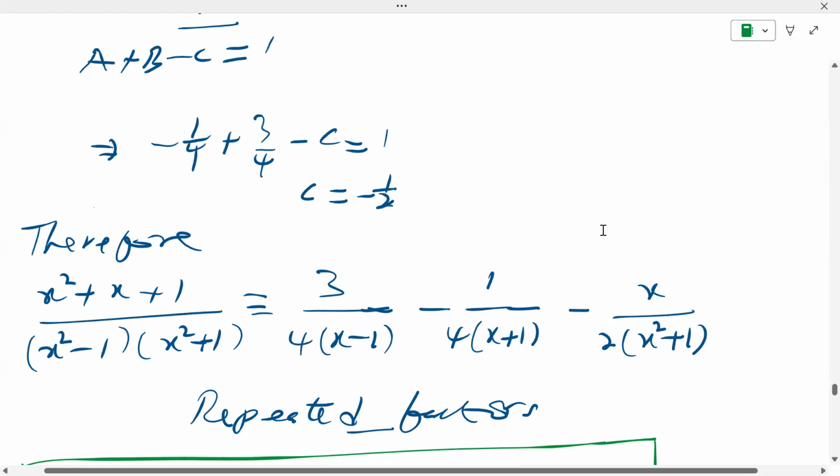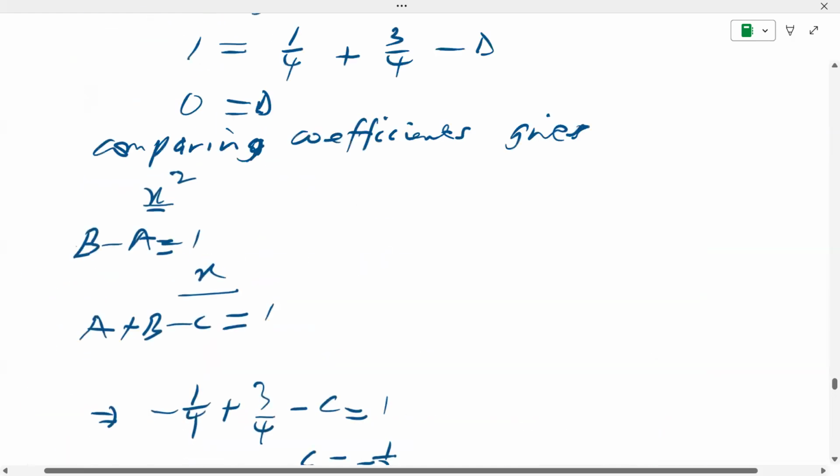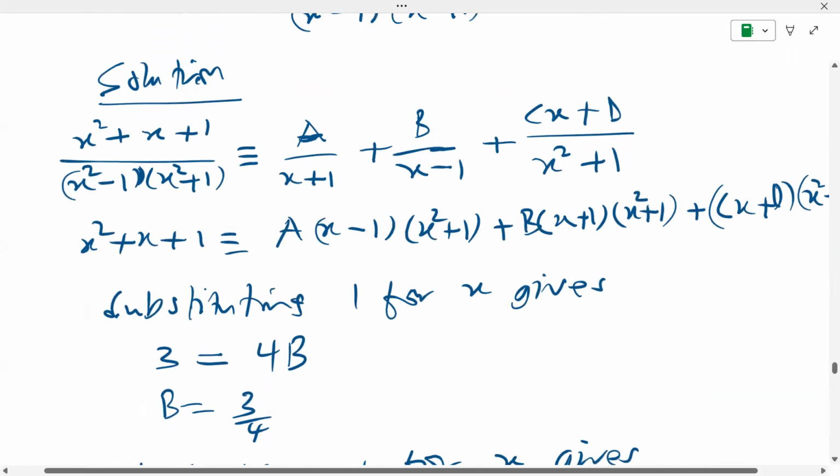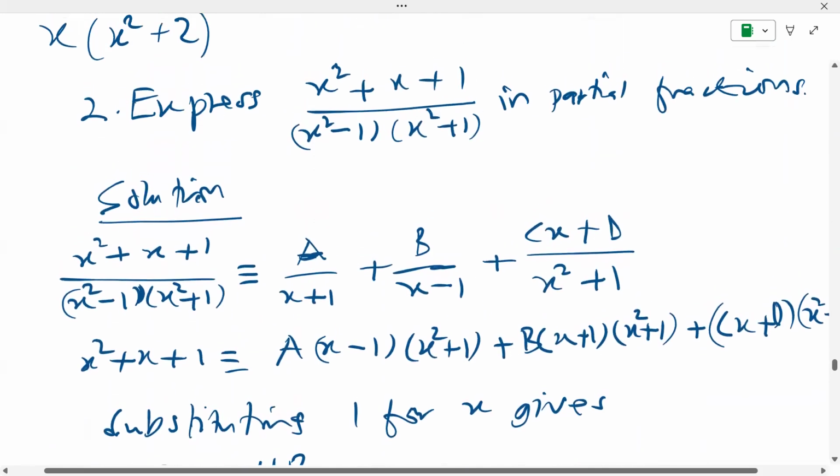So we put in our A, B, and then our C, remembering that our D is 0. So go through the second question.